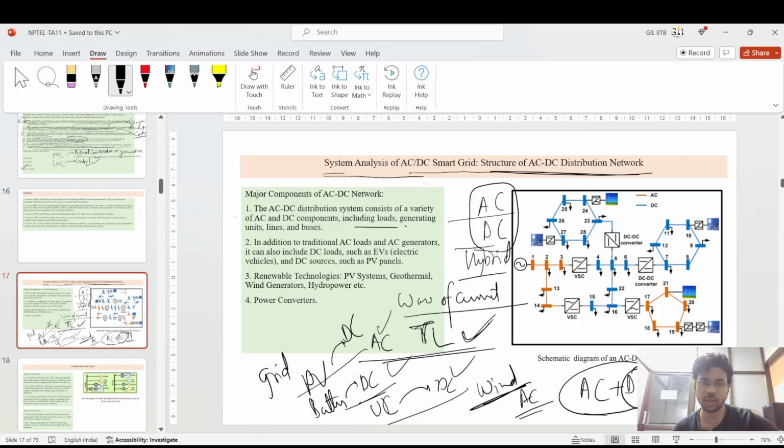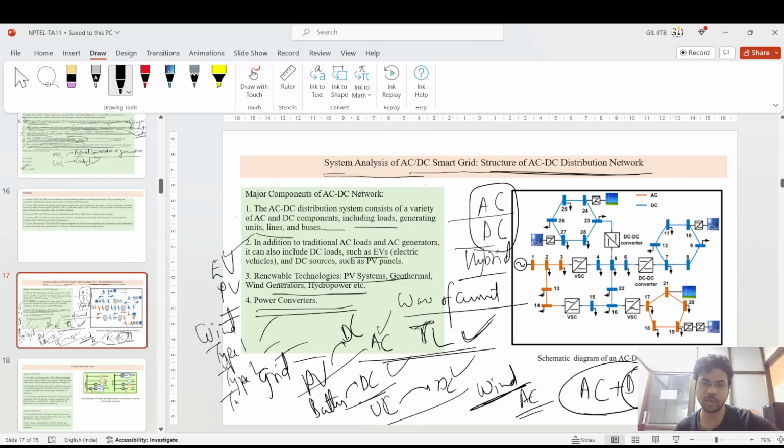So there are multiple structures in the AC DC distribution system. The major components include loads, generating lines, and the buses. The second is the generating sources, such as EVs, electric vehicles, also connected, and PV panels. The third part is the renewable technologies, the various types. Suppose you have wind, it can be type 1, type 2, type 3 or type 4. So within those systems you also have multiple subsystems.